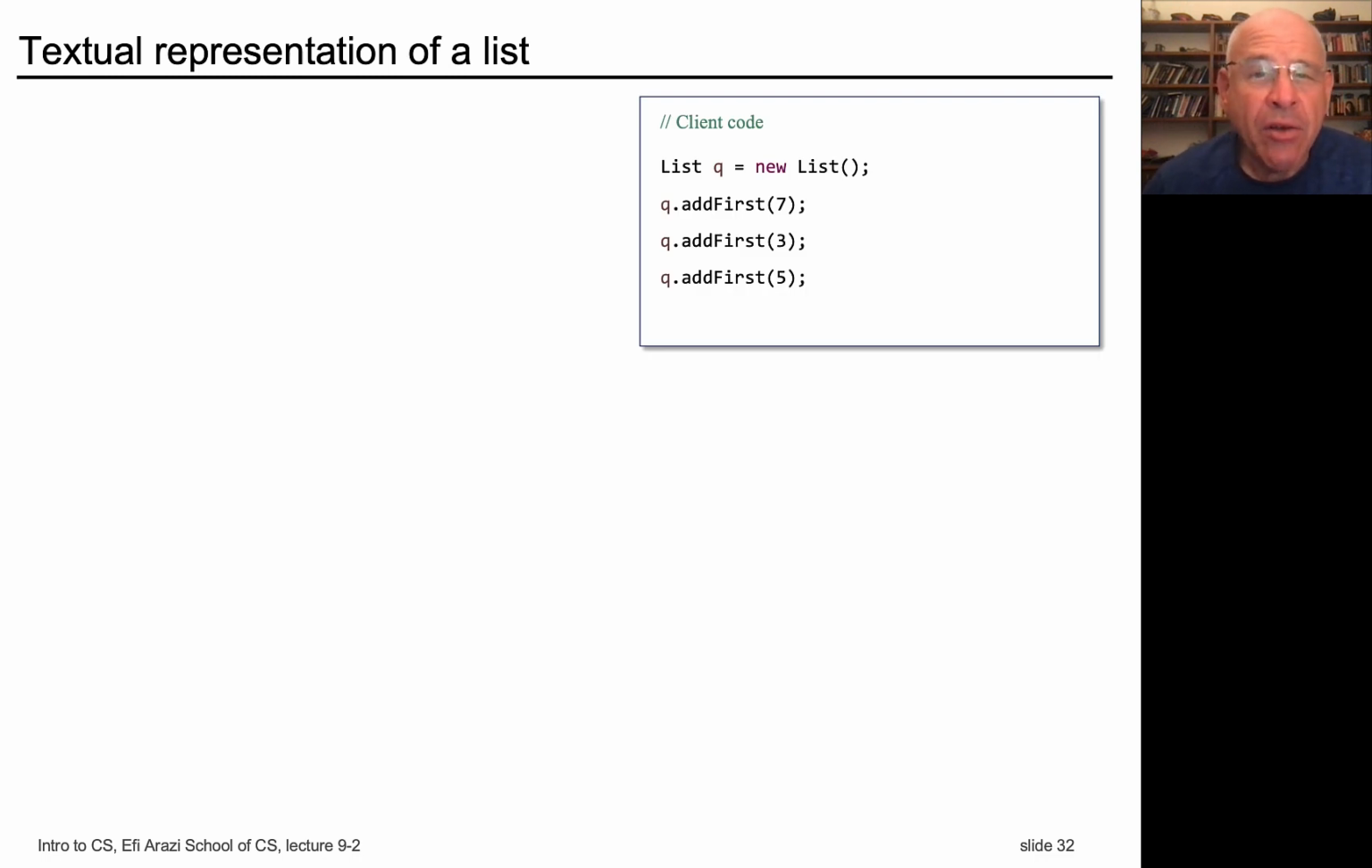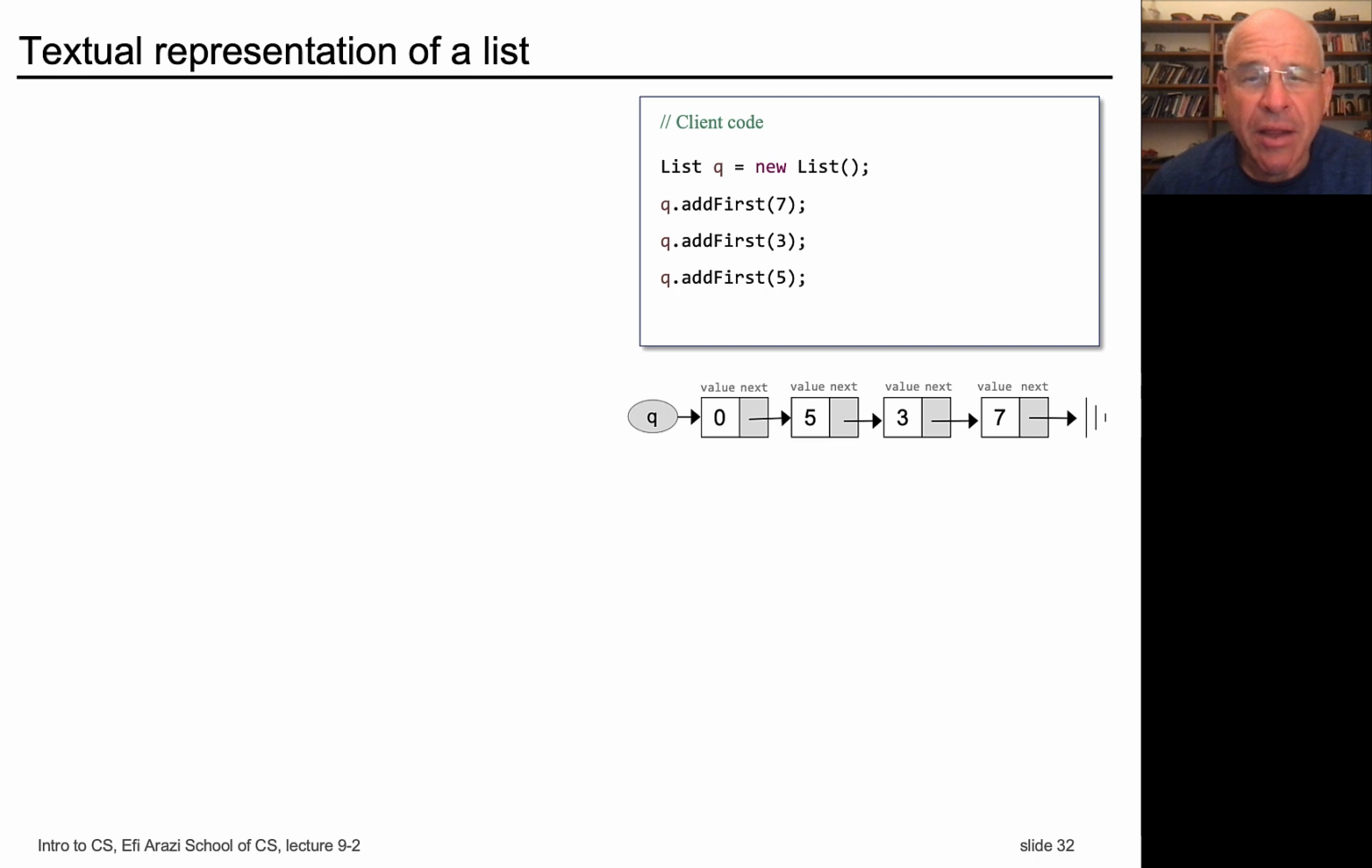So here's a client code that in any class, by the way, creates a list, and the list looks like this. I wish to remind you that in our implementation, every list begins with a dummy node which is ignored.